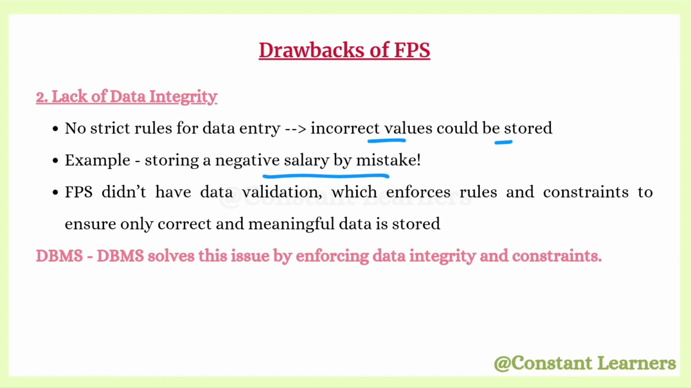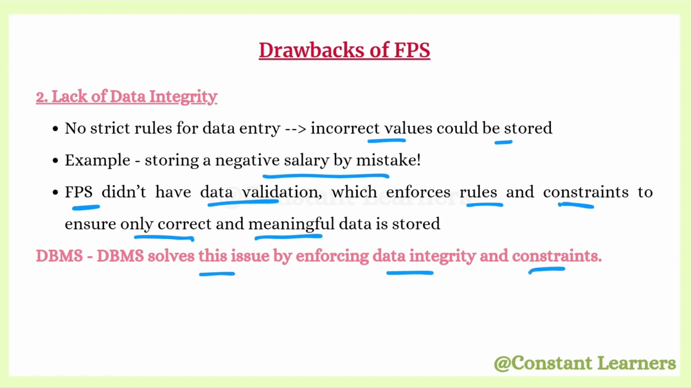Unlike modern databases, the file processing system didn't have data validation, right? Data validation enforces rules and constraints to ensure only correct and meaningful data is stored. We've already discussed data integrity and constraints in a separate video. I'm going to link that above as well as in the description, right? So DBMS solves this issue by enforcing data integrity and constraints.